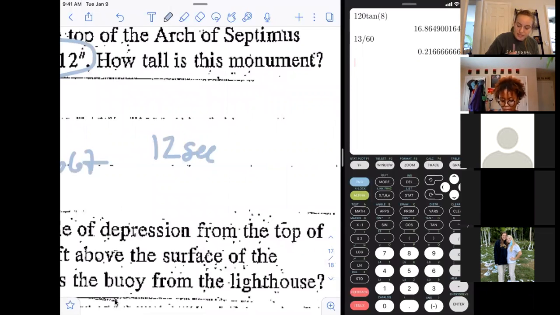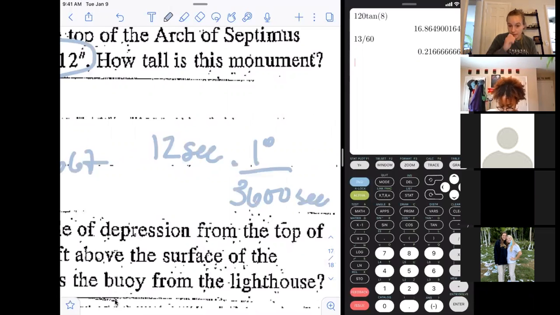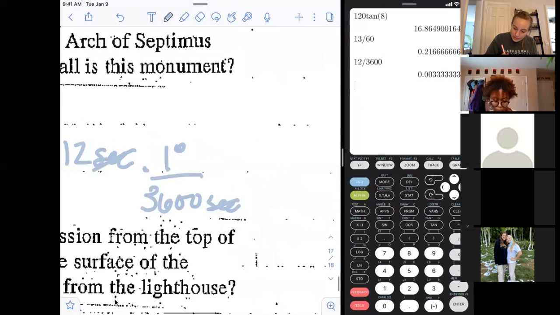Now I've got 12 seconds and I need to make seconds into degrees. So 1 degree is the same thing as 3,600 seconds, which again, we should just know because we're getting tested on that tomorrow. So I'm going to cross out my seconds and do 12 divided by 3,600. And I get 0.0033333333.